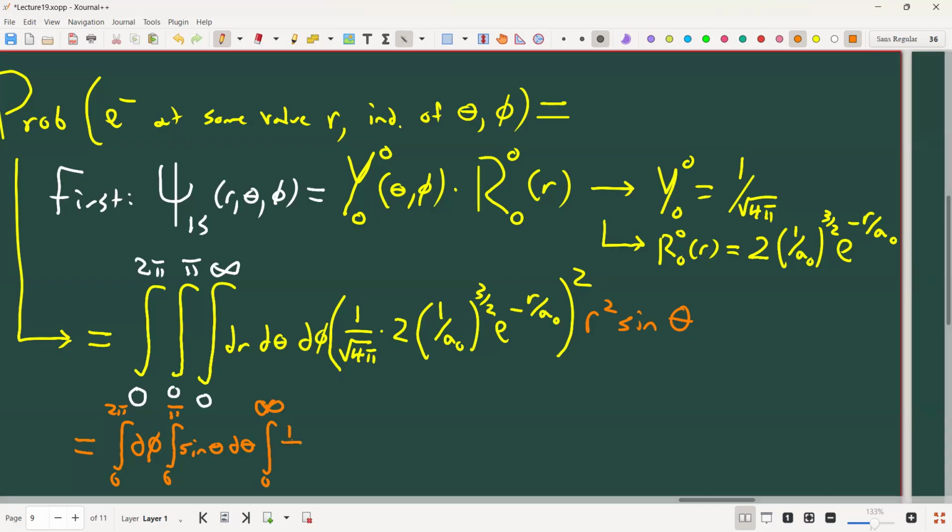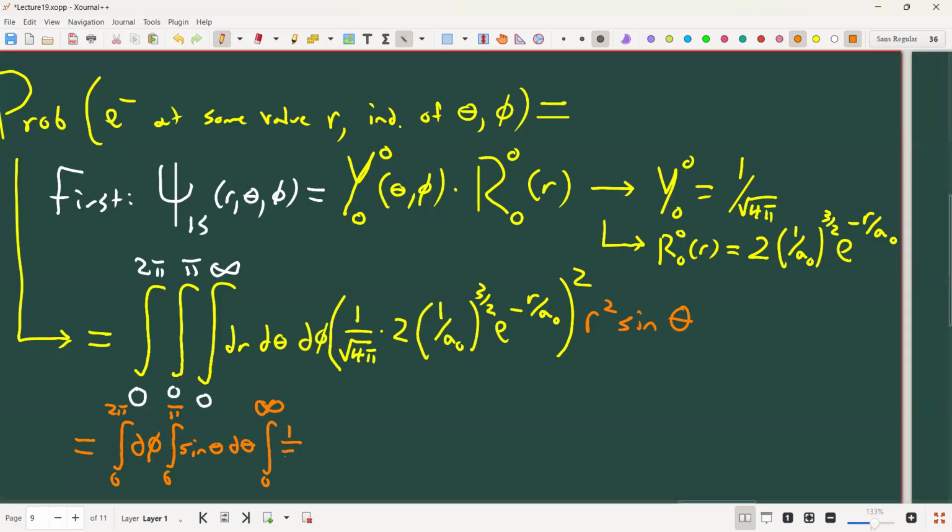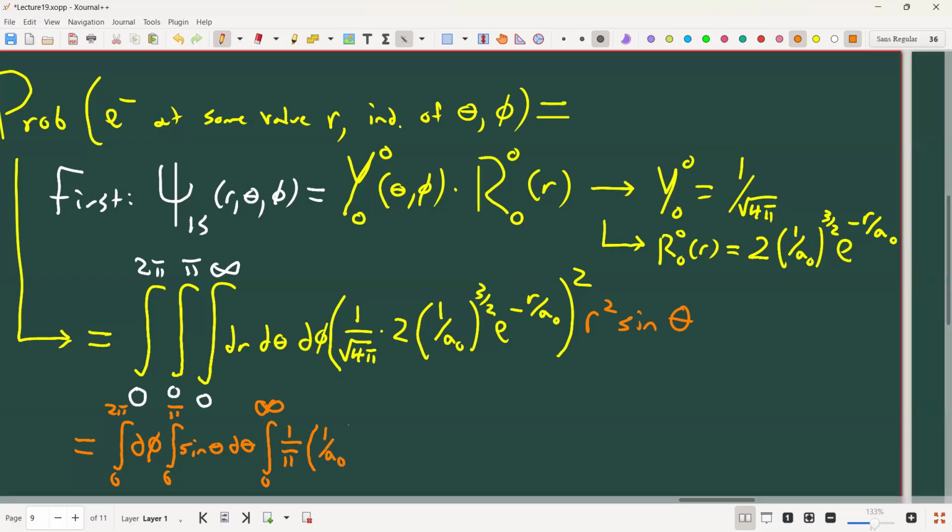So that's 1 over 4 pi times 4, so that's 1 over pi, 1 over a naught to the 3rd power, e to the minus 2r over a naught, r squared dr. Okay, so I just separated everything out. Separated by variables, these are really easy to calculate. The integral of phi from 0 to 2 pi is just 2 pi, because 2 pi minus 0 is 2 pi. So we get a 2 pi.